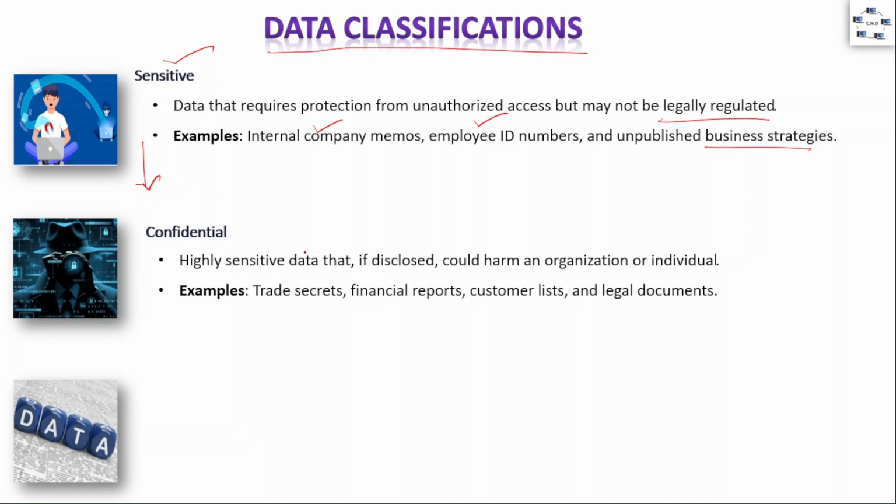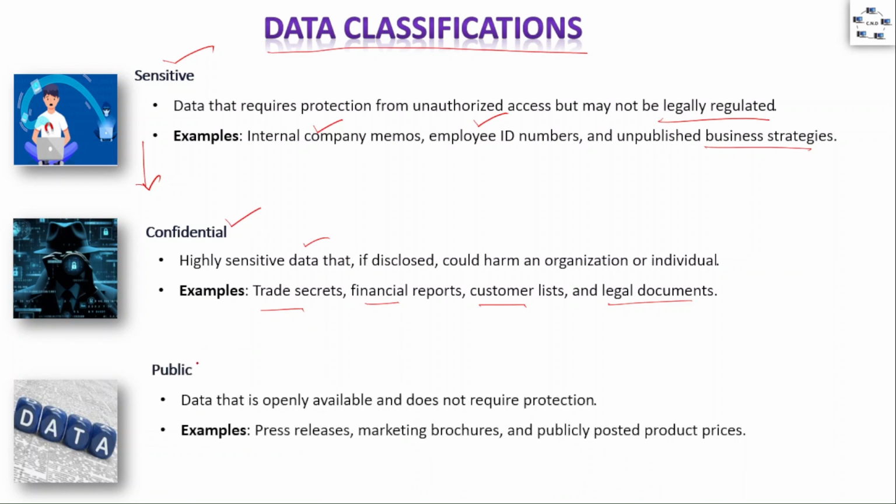It is a highly sensitive data that if disclosed could harm an organization or individual. Examples include the trade secrets, the financial reports, the customer lists, and the legal documents. We studied these data types in the previous slides. So these all come in the confidential classification.